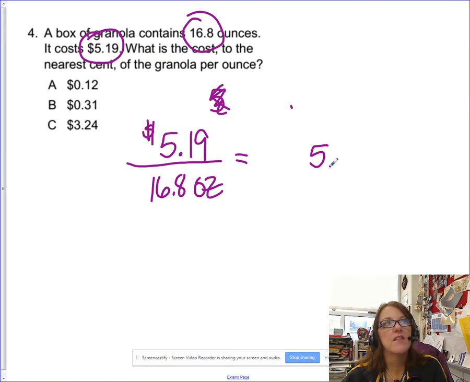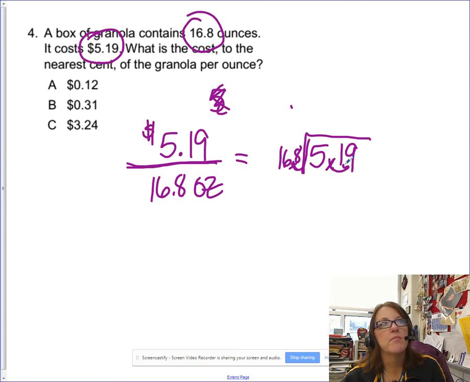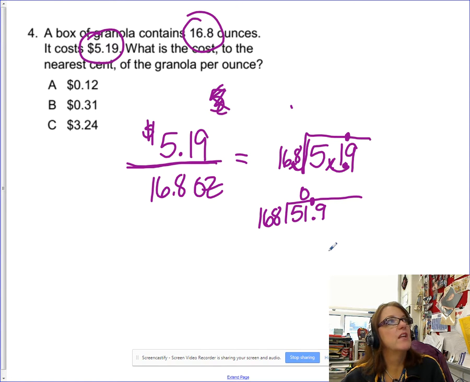But don't panic. The top number or the numerator always goes inside the division box. 5.19 divided by 16.8. Use your decimal skills to move this over and move this over one place. Now, the very first thing you should look at is this is now 168. I'm going to make it cleaner. Going into 51.9. I'm going to put my decimal point right there. Can 168 fit into 51? No. That should make you look at your answer choices and eliminate one immediately.